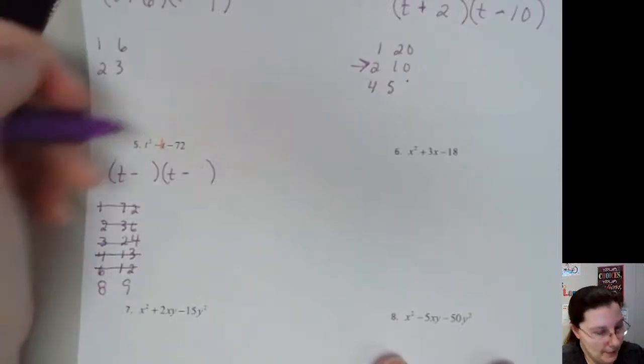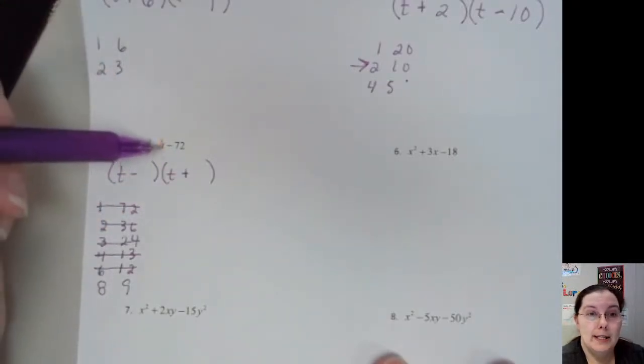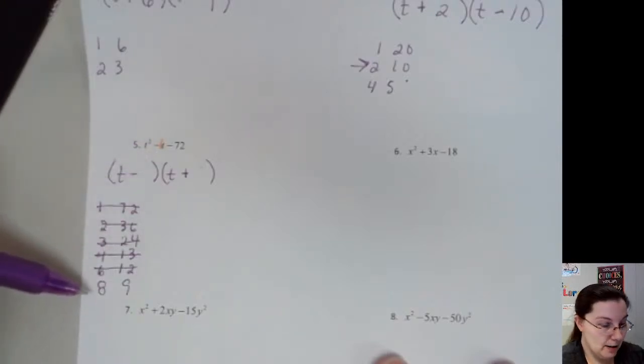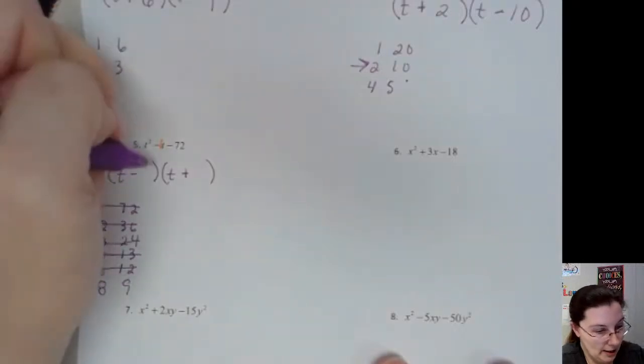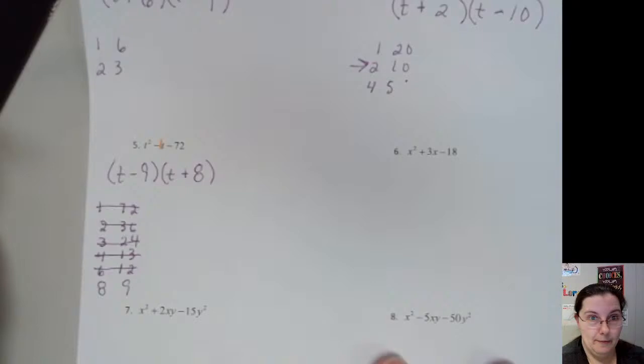So now, oh, and I messed up here. I need to have 1 plus and 1 negative because of that negative sign. I almost missed that. So now, because this is a negative, that means that the negative needs to be my greater factor. So when I'm looking at these, the 9 is greater. So the 9 is going to go here, and the 8 is going to go there.